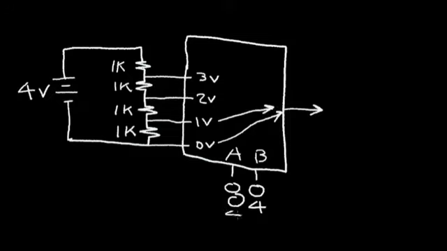Another situation, I could have 4 volts and 0 volts input. In that case, I want to route this input to the output. And the final condition I can have is 4 volts on both inputs. In that case, I want to route 3 volts to the analog output.